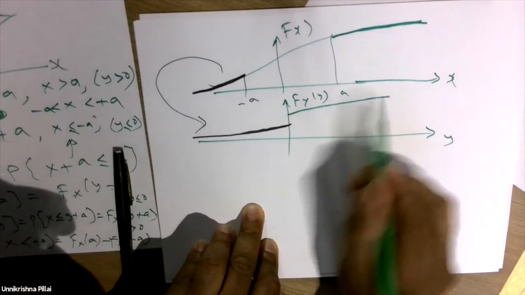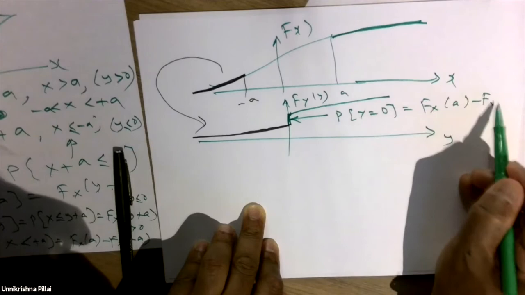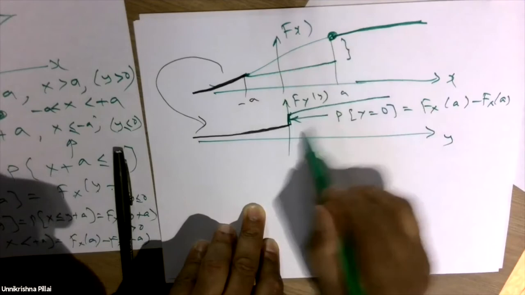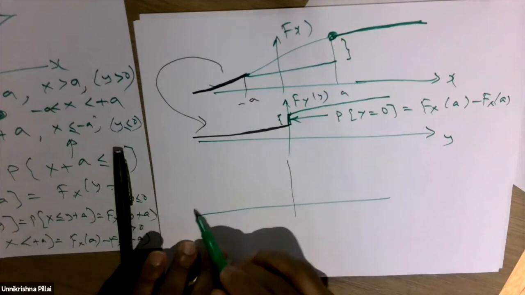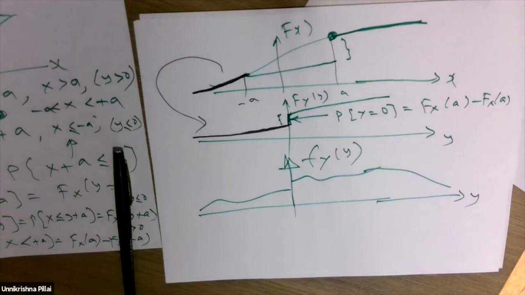Of course, this jump is exactly the probability of y equal to zero, which is fx of a minus fx of minus a. Fx of a is here, fx of minus a is here. So this distance is exactly this distance. So everything checks. So its derivative will be whatever here, some other derivative, and an impulse here. That's fy of y. So this impulse is this difference of height.